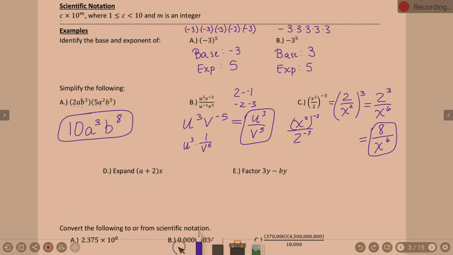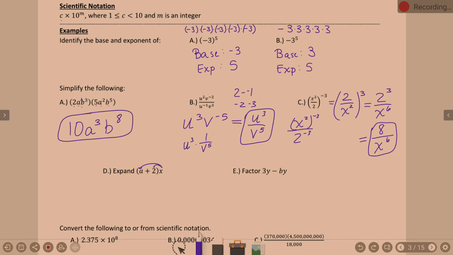Okay, D. It asks us to expand. A plus 2, and then there's an x outside. How am I going to expand that? What are they wanting me to do? X times A plus 2, distribute basically. That x out back is just like it being out front. When they say expand that, they're wanting us to take the x and distribute.